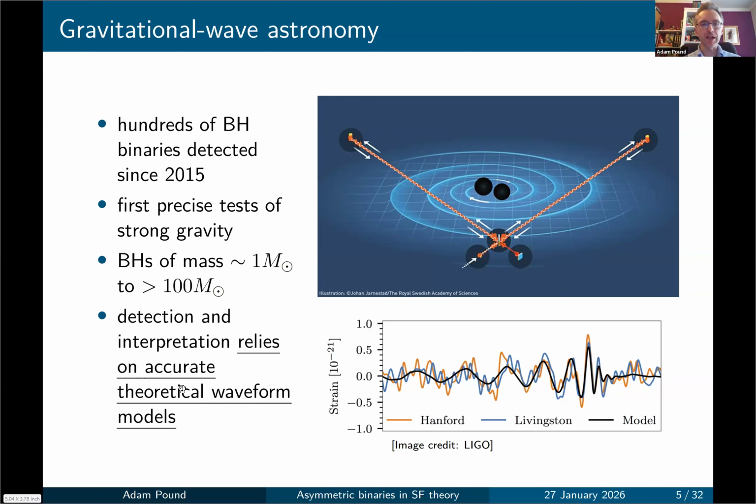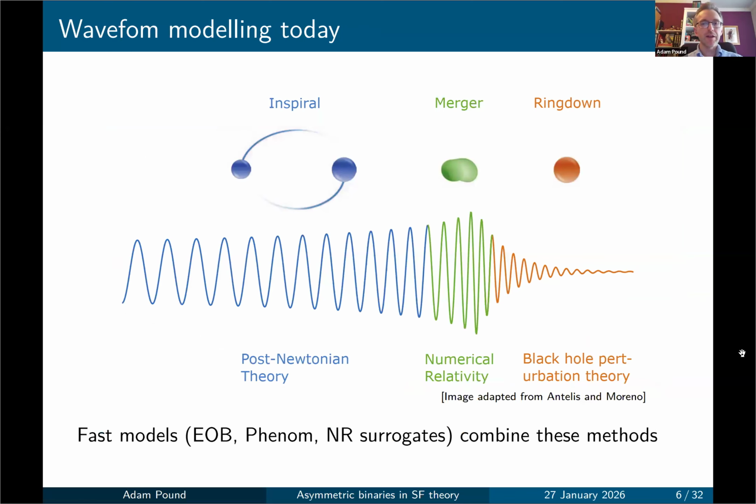All of this has really relied on accurate theoretical waveform models, and that'll be the focus of this talk, and really how models need to change as we progress forward with gravitational wave astronomy. This is what waveform modeling looks like for the kinds of signals we currently detect. These are the kinds of models that are used in LIGO data analysis.